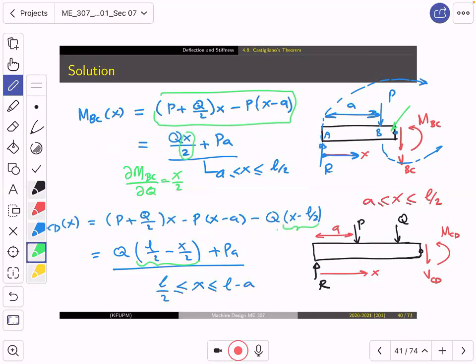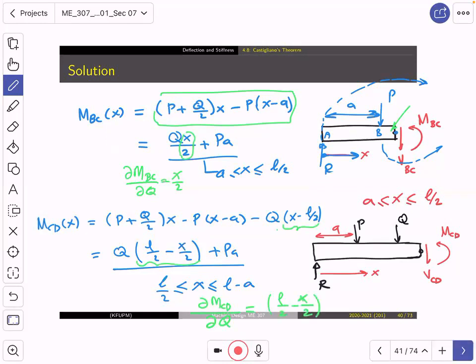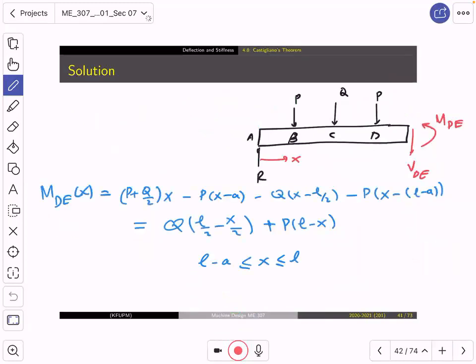I will see that I will have this part coming. Only this one. So del M_CD over del Q is equal to L over 2 minus x over 2. I go to the third one, and I will see that the same part is coming. So del M_DE over del Q is equal to L over 2 minus x over 2. You understand that?